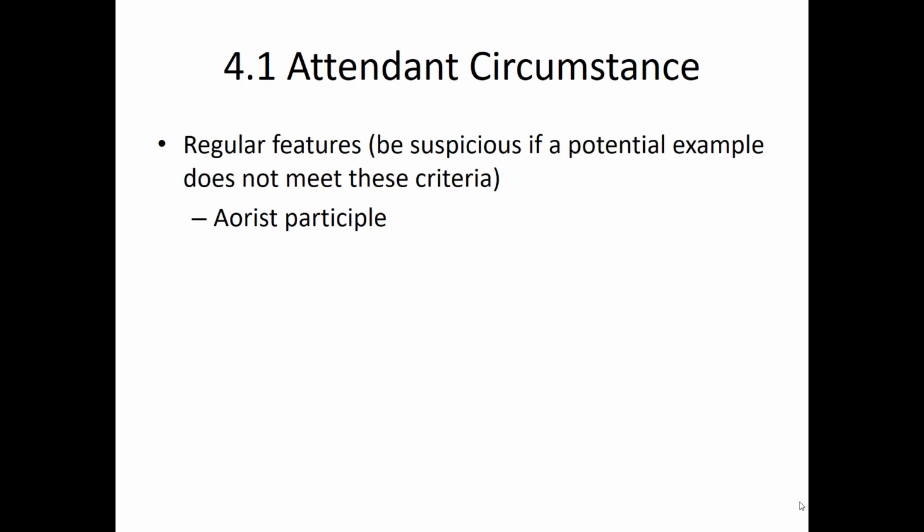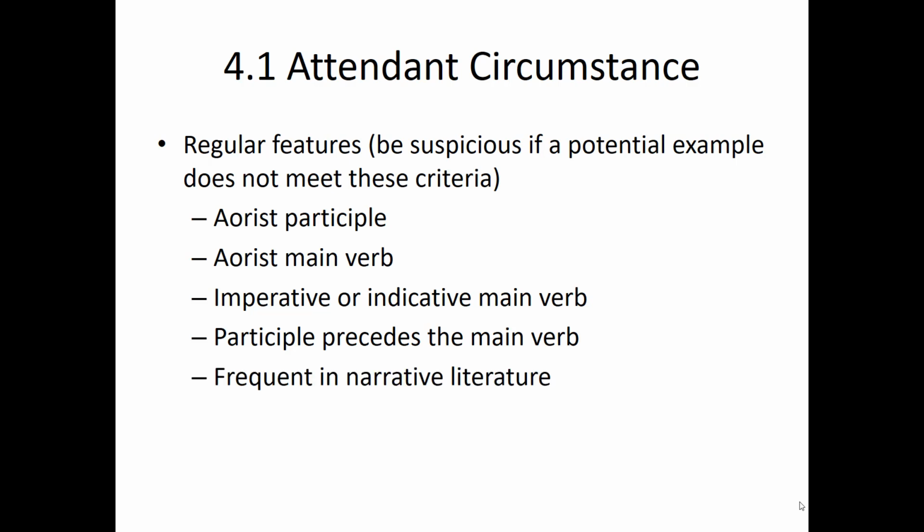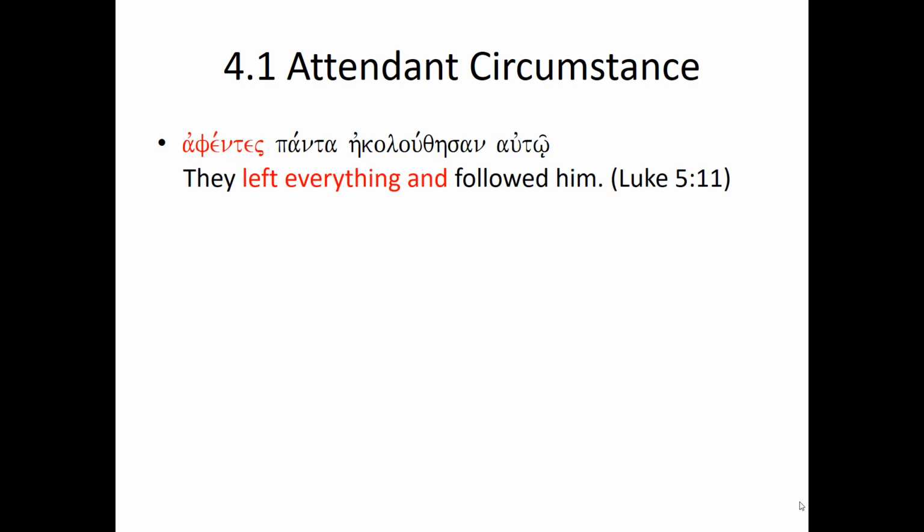There are some regular features of these participles, and if all of these criteria are not met, you have to be somewhat suspicious. So you'll see these with aorist participles, an aorist main verb, either an imperative or an indicative main verb. The participle comes first. It precedes the main verb. And you'll see this frequently in narrative literature. So if you don't see all of these features, you might want to think twice before you call one of these an attendant circumstance participle. Let me show you a few, and I think you'll get the idea.